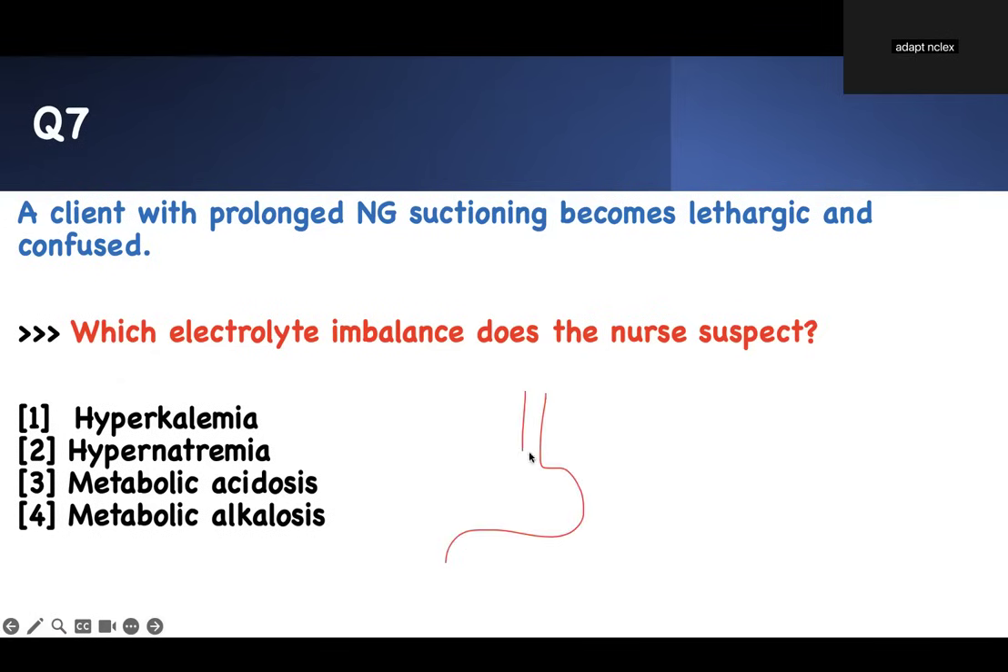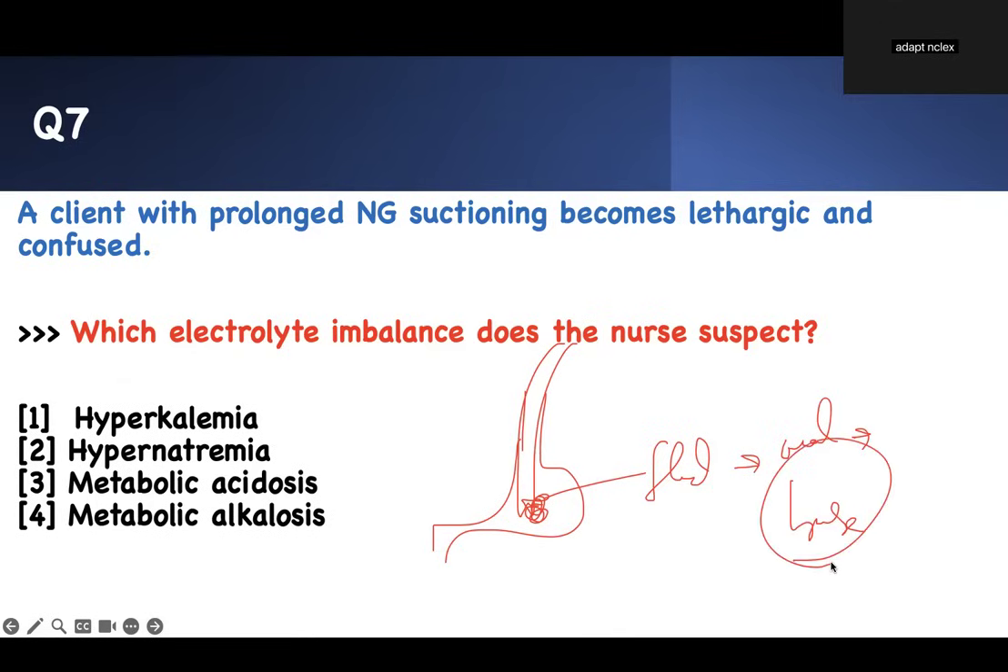This is your stomach. You have an NG tube there. What is the NG tube sucking? It sucks fluid. Most of this fluid is acid. If I suck all the acid, I'll be left with the base. Therefore, I know your electrolyte has to be a base. Your sodium goes down. What is going to happen to your potassium? It goes down because the kidney would take sodium over potassium. So you have hypokalemia, hyponatremia, metabolic alkalosis, and low chloride.